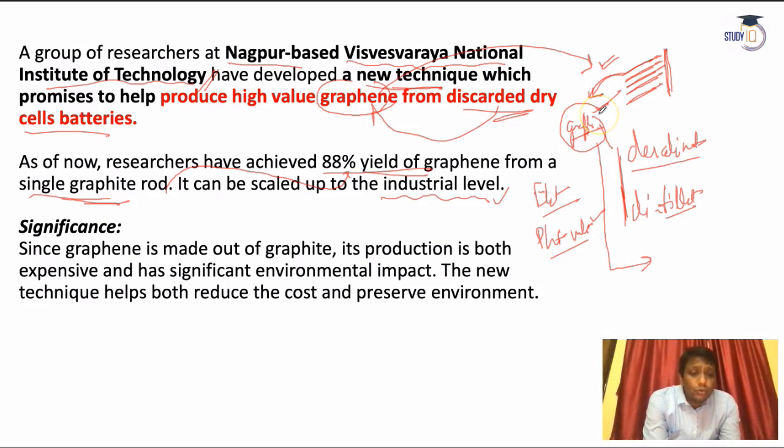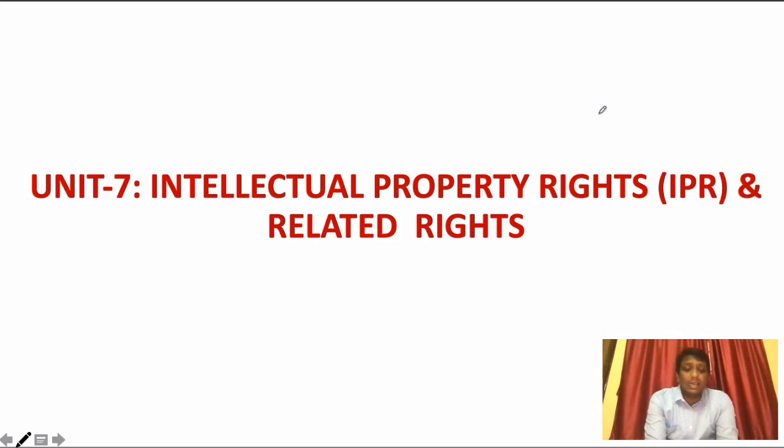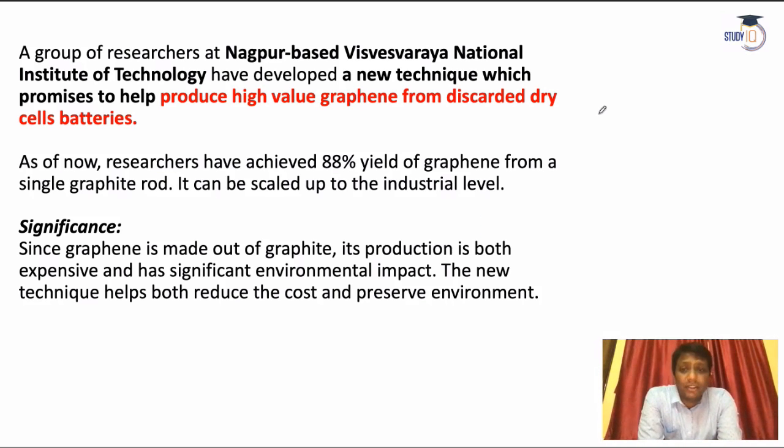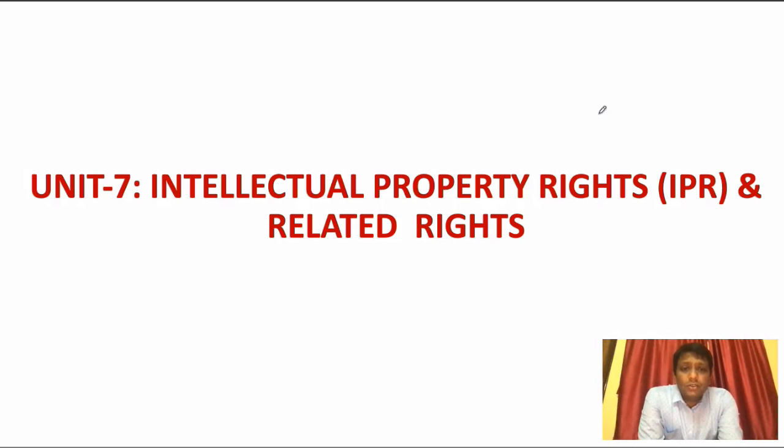Even graphene you can use to preserve the food materials. Okay, it will not be destroyed. So there are many benefits of the graphene. Here scientists have developed it from discarded dry cell batteries. Now you go into the intellectual property rights, related rights based contemporary issues.